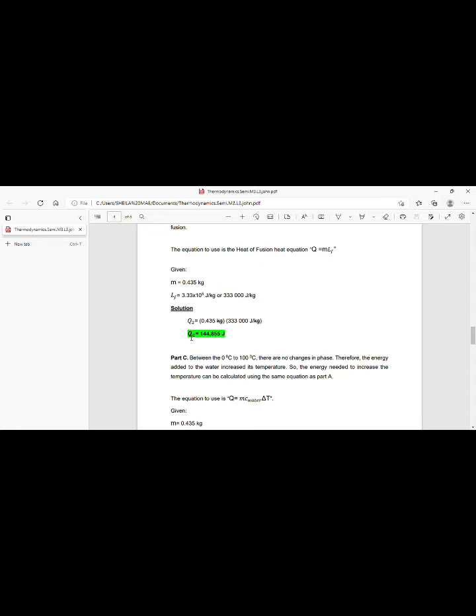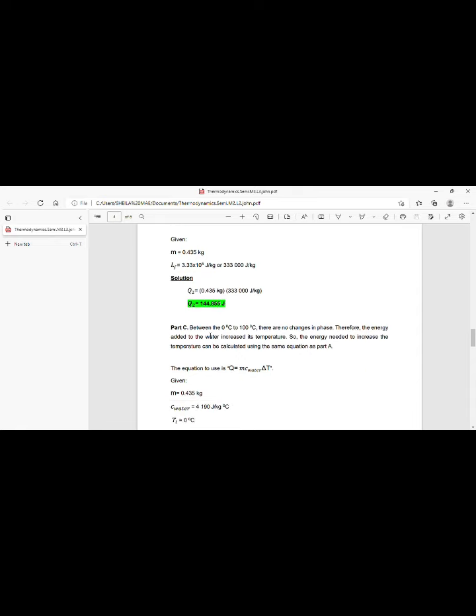Solution. This is the heat energy of part B, so the subscript is 2 because this is part B. We're going to find the heat energy of part B, which is equal to 0.435 kilogram, the mass of our ice, times 333,000 joules per kilogram, the latent heat of fusion. The answer here is 144,855 joules, the heat energy of part B. Let's proceed to part C.